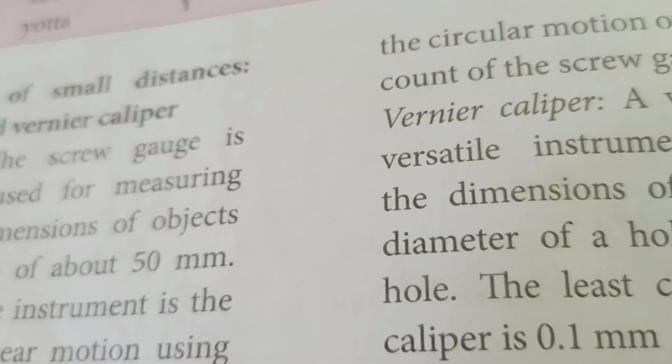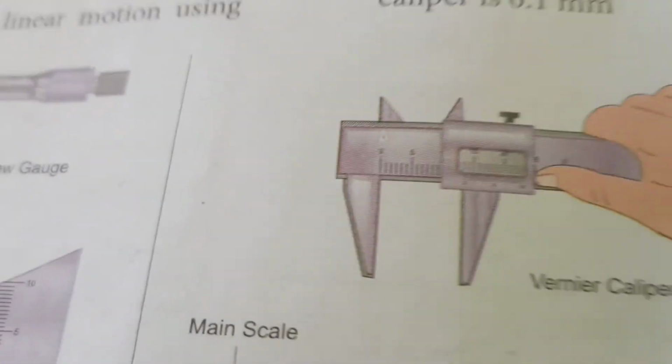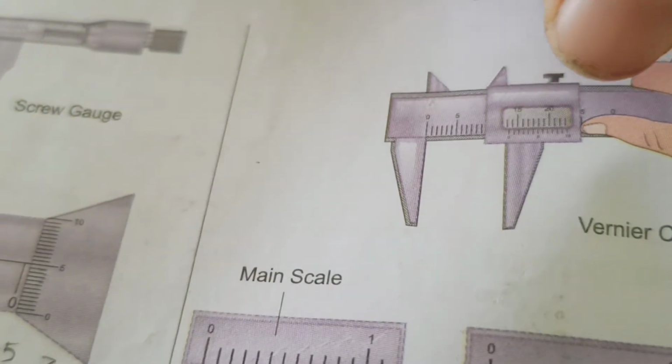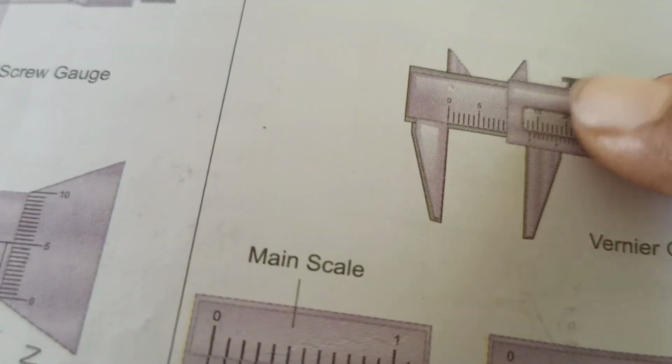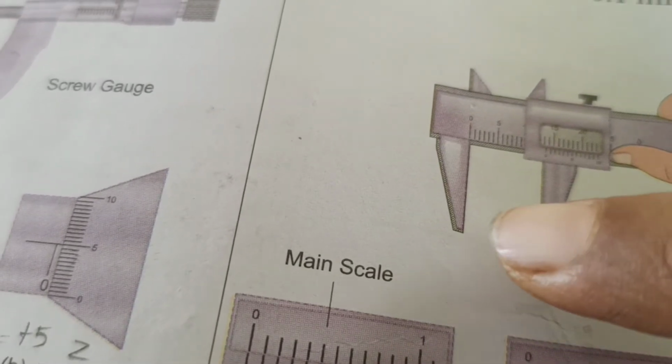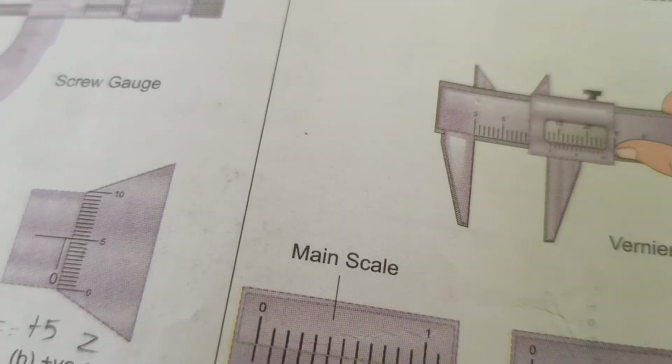The next one is the vernier caliper. This is a vernier caliper. This is the main scale, this is the vernier scale, and these are the jaws. The object is kept between these jaws.